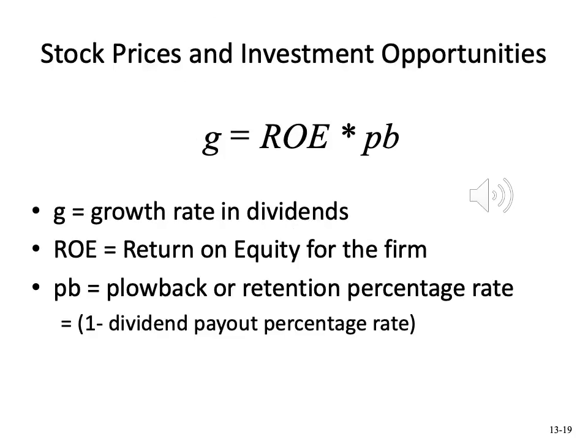Now you may wonder, how do you calculate the G? How do you estimate the growth rate? The G is calculated as the return on equity times the plowback ratio. So the return on equity is reported in the financial statements. It shows you if the firm takes on the new projects, what is the return on those new investments. Plowback ratio is the retention ratio or 1 minus the dividend payout ratio.